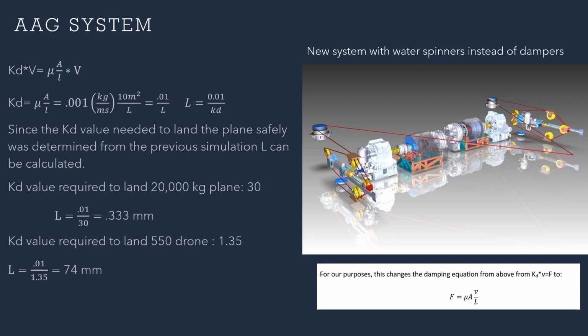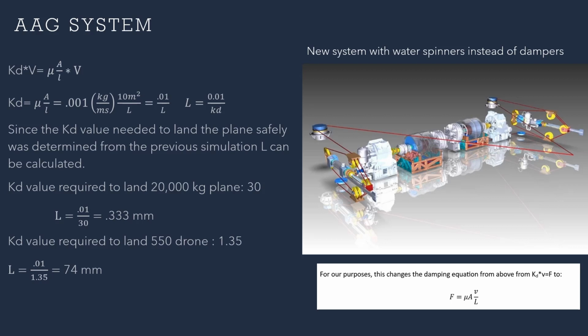As we can see in this model, the dampers are replaced with water spinners. The damping force from the water spinners is different from what the dampers provided. The damper force was just the coefficient times the velocity. Now for the new damping force, we can see that it's dependent upon the viscosity of water, the area of the drums, the velocity of the aircraft, and the length between the two drums.